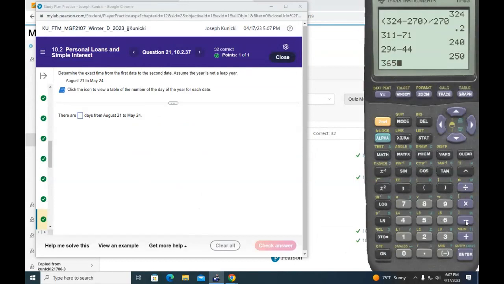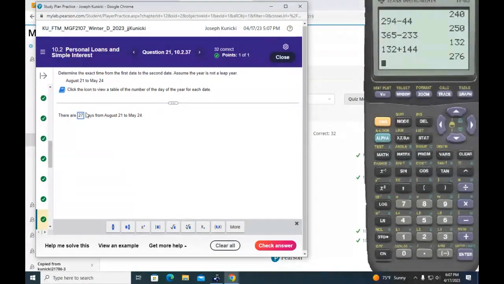You start with 365. You want to see how many days are in the first year. So then you subtract August 21st. August 21st is 233. So that's how many days are in the first year, from August 21st to December 31st. And then you just have to add on how many days are in the second year, going from January 1 to May 24th. So now you're just going to add 132 plus 144. Both agree? So there's 276 days total.